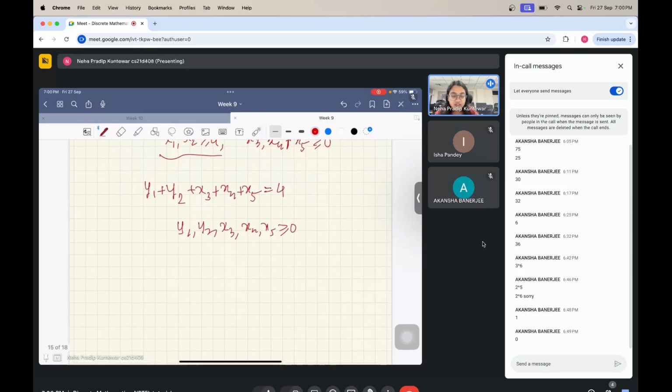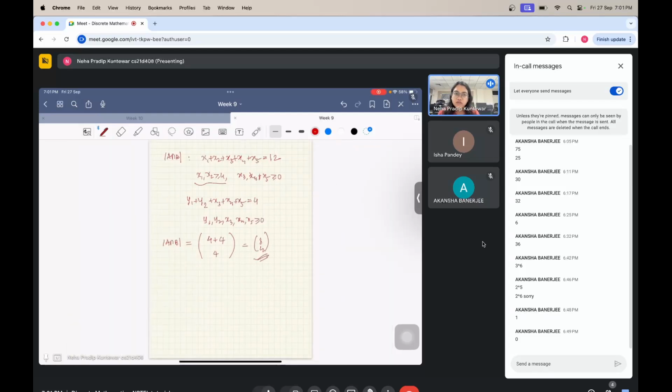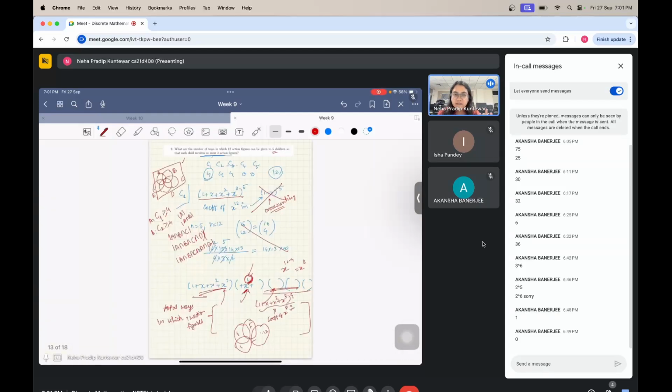So the answer for this would be 4 plus 4 choose 4, which is 8 choose 4. And similarly you can say that B intersection C and all the two intersections happen to be the same value because of symmetry, and you can find out the rest of them and plug them into this formula that is given by PIE.